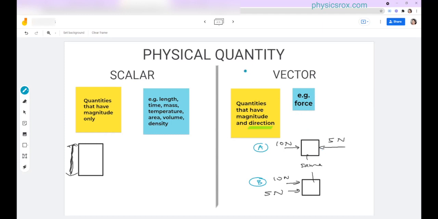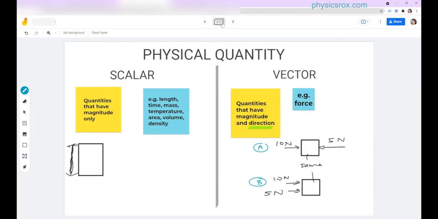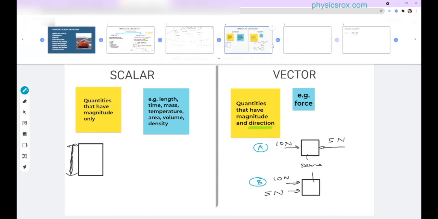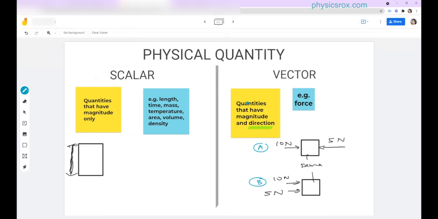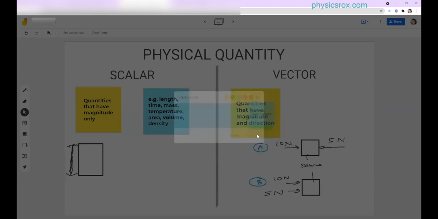Okay, so now I need to talk about distance and displacement also. I think we won't go to speed and velocity today. We'll talk about distance and displacement a little bit. I'll put in a few more examples here: there's force, there's displacement, and there's velocity. So let's talk about displacement a little bit first.